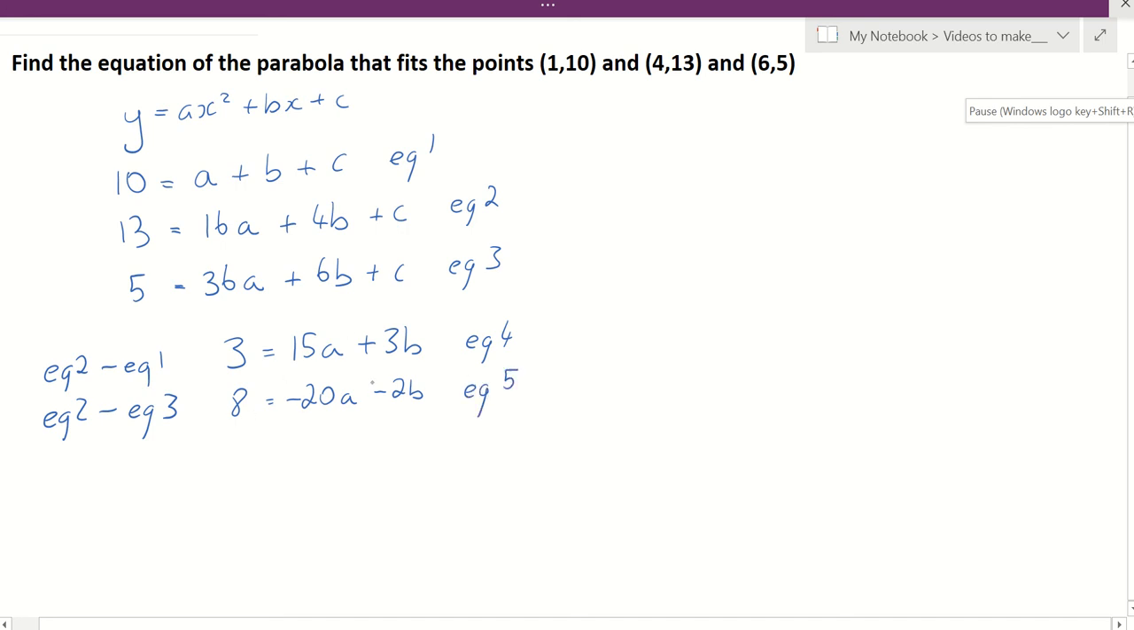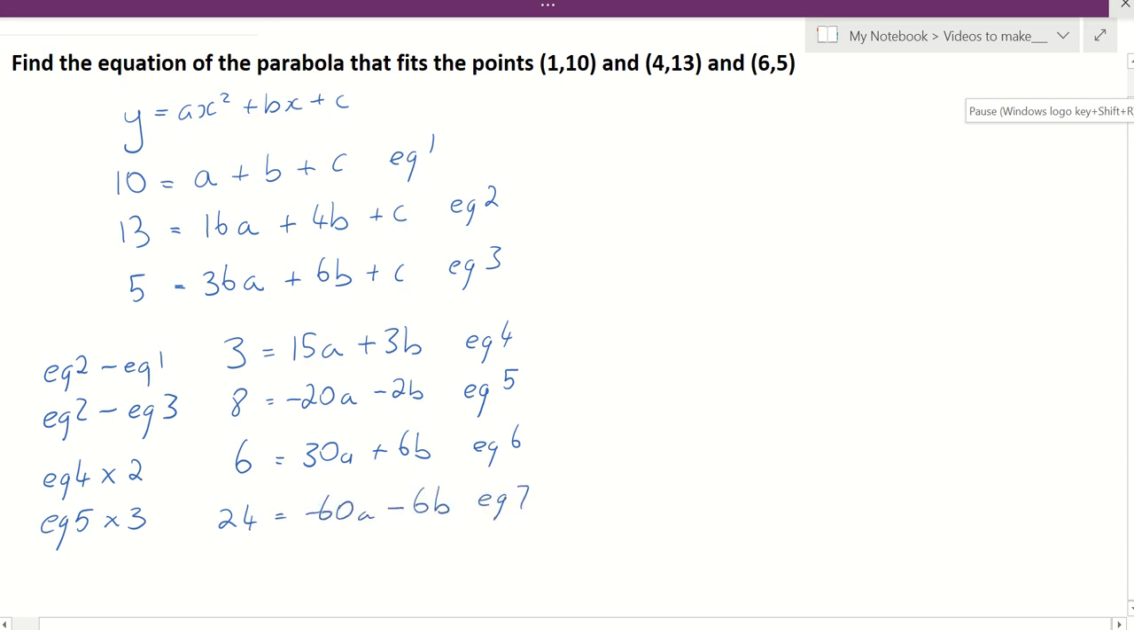Now, here this might look way more familiar to you. Normally we solve simultaneous equations with just the 2 variables. We can use elimination here as well by taking this b up to plus 6 and this b up to negative 6 and adding the equations. So I'm going to take equation 4 and multiply it by 2. So I end up with 6, 30a and 6b. For communication, I'm going to call this equation 6. And I'm going to take equation 5 and multiply it by 3. So I end up with 24 and negative 60a and minus 6b. And I'm going to call this equation 7.